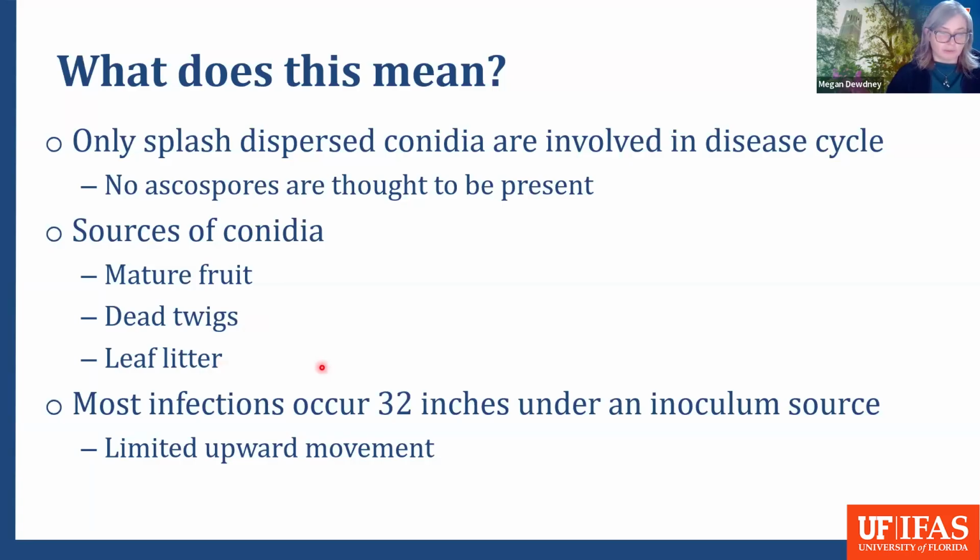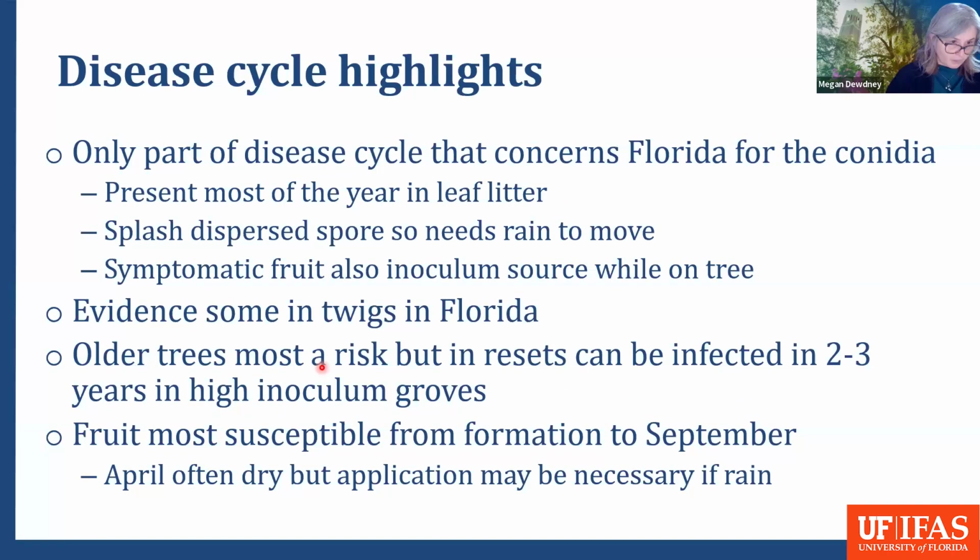Most infections are occurring about 32 inches under an inoculum source based on literature, with that limited upward motion. So we have spores that are present in the leaf litter. They're splash dispersed, so generally they need rain to move. We don't know how much wind, with our windstorms, with our tropical-ish weather, with the thunderstorms, how much that is assisting. We also have symptomatic fruit as an inoculum source while on the tree. As I said, we do have some inoculum in the twigs.